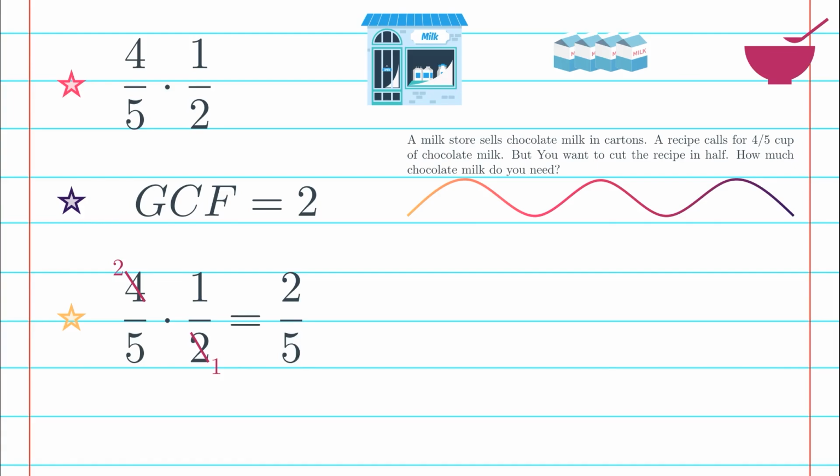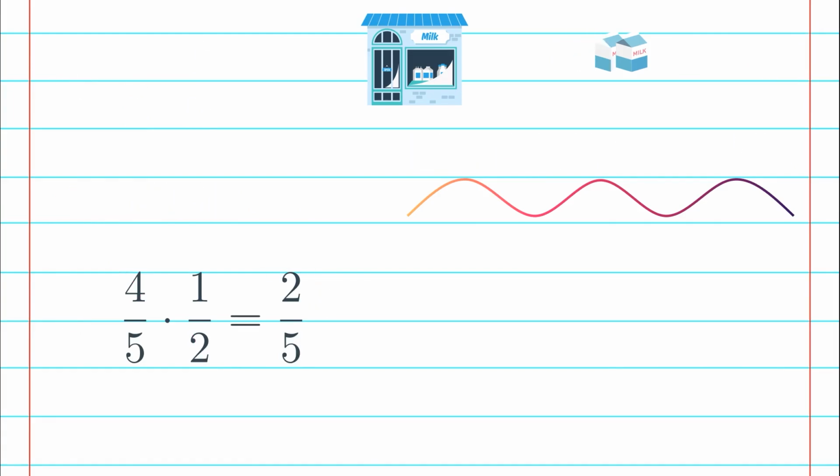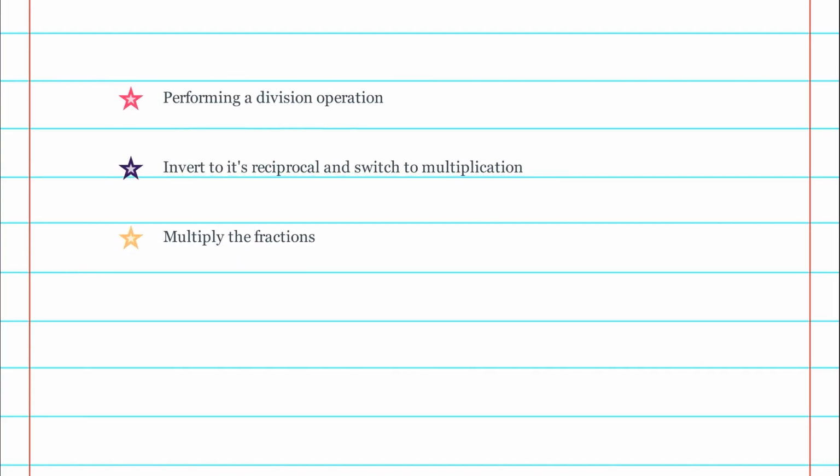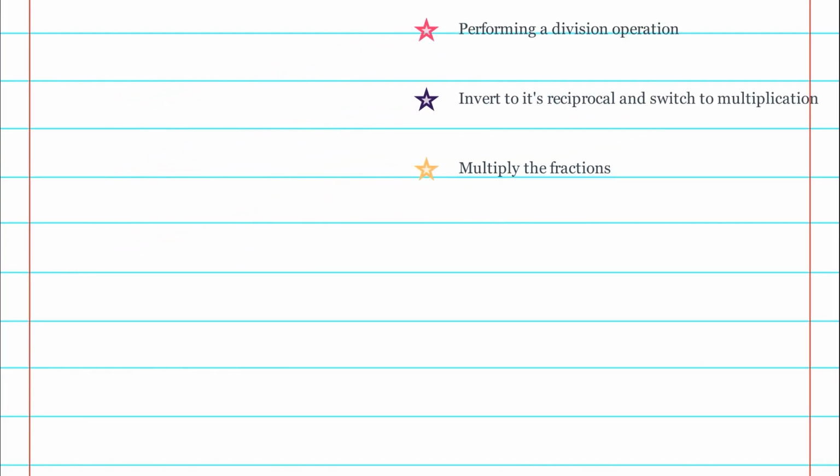Pretty simple, right? Now let's see how to divide fractions. Here are some steps to divide fractions. First, we take the reciprocal of the second fraction, and then we multiply the fractions. For instance, let's divide 3/5 by 8/9.